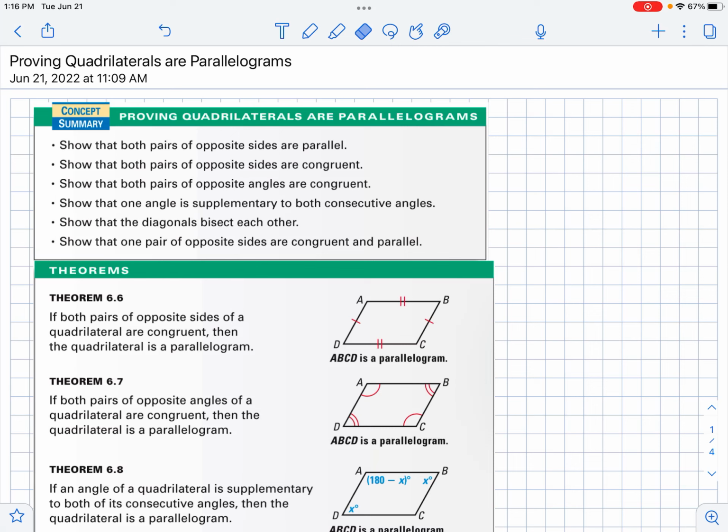So we've studied parallelograms a little bit, and we've proven a few properties of parallelograms, looked at some theorems that said, okay, if this is a parallelogram, then this is true. Like the opposite sides are congruent, the opposite angles are congruent, that sort of thing. Now we're going to go the other way and say, okay, here's a quadrilateral. Can you prove that it's a parallelogram? So we're going to look at the converse of the theorems that we looked at before.